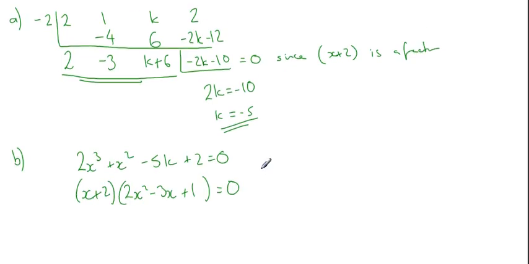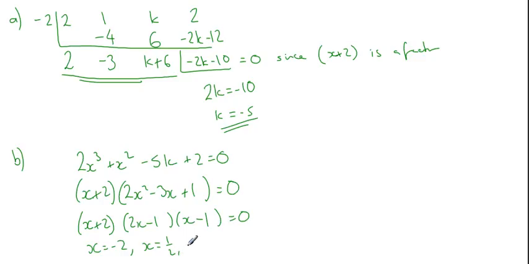And then I'm just going to factorise that to solve. So x plus 2, this one's going to be a trinomial. It's going to be 2x and x, 1 and 1, both negative because I've got a positive and another negative in the middle. So there is my factorisation, which means that the solutions are x equals minus 2, x is equal to a half, and x is equal to 1.